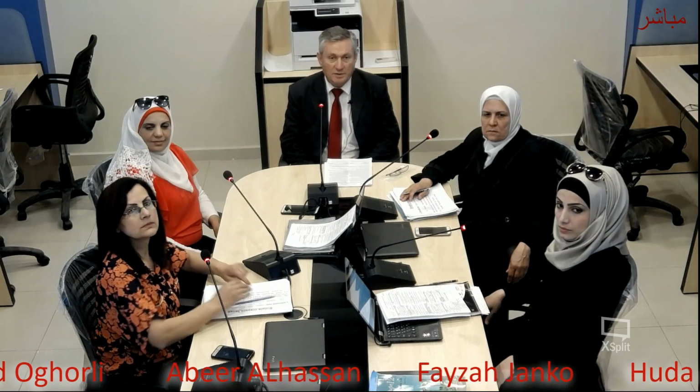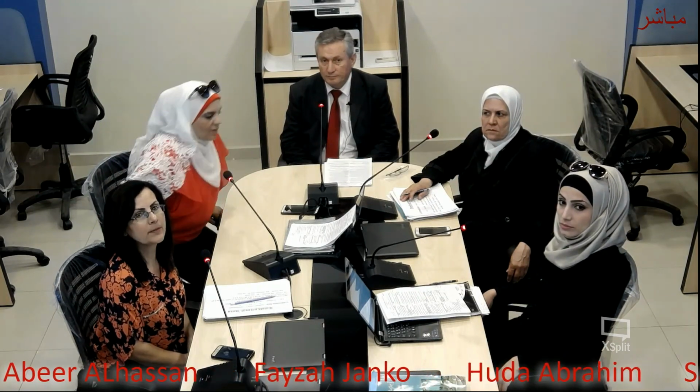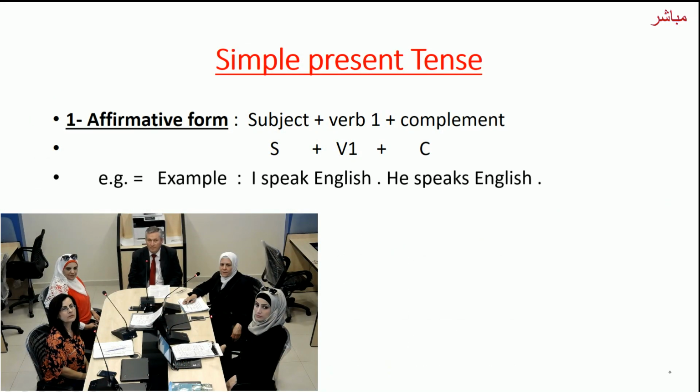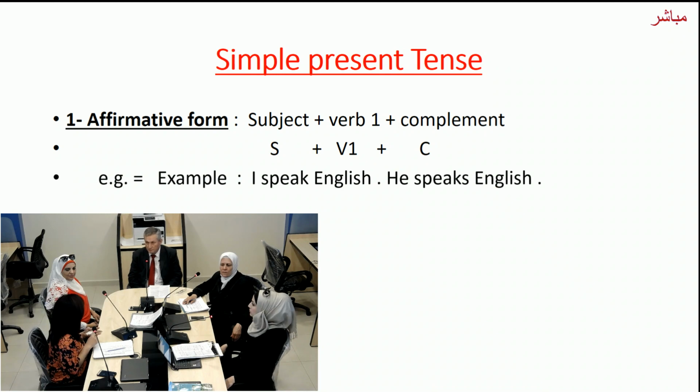Simple present tense. Miss Huda is going to read the affirmative form. Subject, verb 1, complement. Next. Example, I speak English, he speaks English. What is the difference between I and he? With the pronouns he, she, it, we add s to the verb. Thank you. Next.